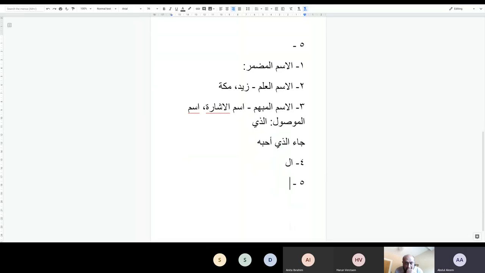So, for example, we have imam. Imam is nakira, can be any imam. Imamun. But if we say imamul masjidi, now it becomes ma'rifah. Imamul masjidi. Right? We have kitab. Kitab. It can be any kitab. But if you say kitabul muallimi, the teacher's book, now it becomes specific. So this is the five categories of ma'rifah.